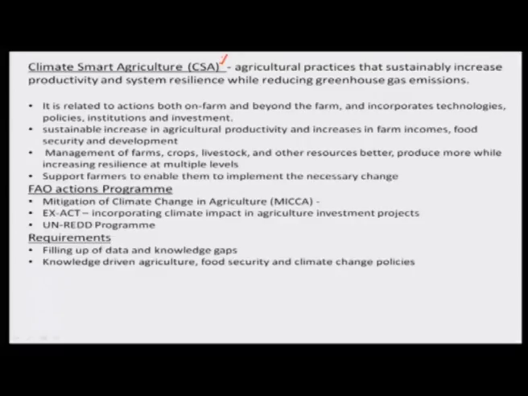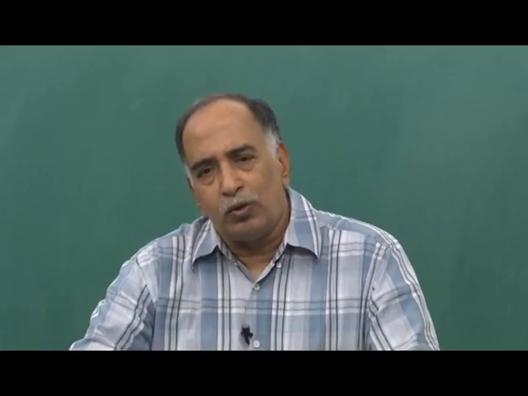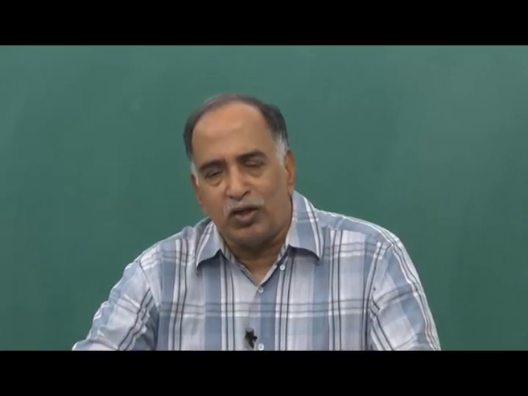It means following agriculture practices that can sustainably increase productivity while complying with climate related impacts, like reducing water use, reducing the greenhouse emissions which cause climate change, and reducing the usage of fertilizers. That means agriculture practices need to adapt to the forthcoming climate change impacts. That is what climate smart agriculture means.